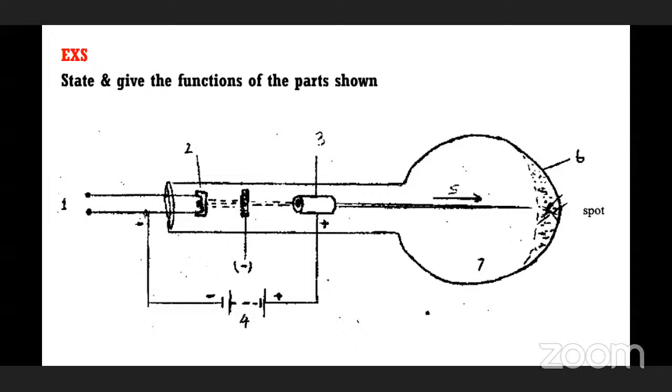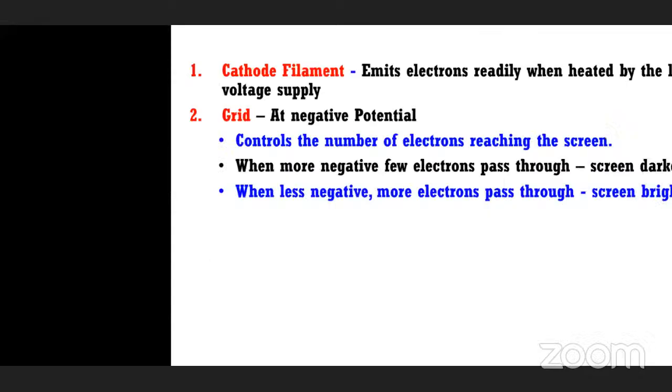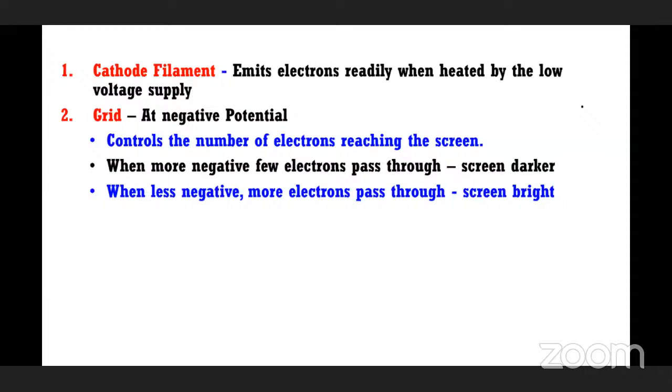So when you are reading, you'll know what you are supposed to understand when it comes to an exam. State and give the function of the following parts. We have this part, we have the other part, we have the screen, and so on. We have the cathode filament, which emits electrons readily and is heated by a low voltage supply. I think we've discussed this one. This is where we apply heating.